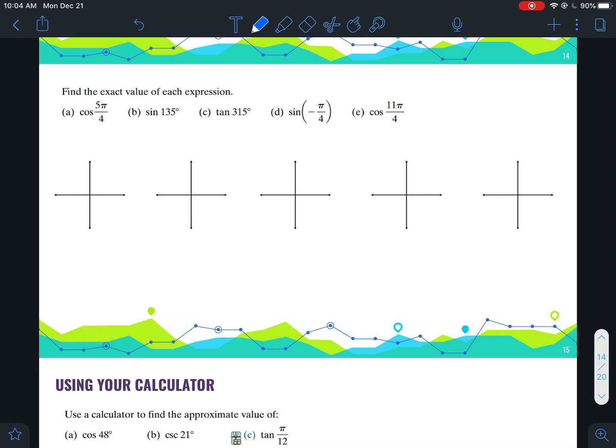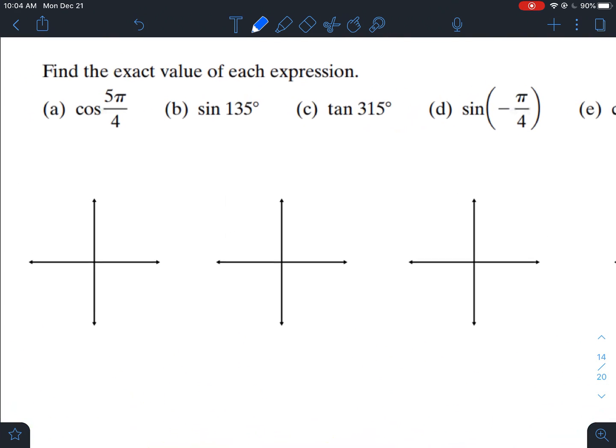All right, so go ahead and see if you can pause the video and try A, B, C, D, and E. So see if you guys can find those values based on the reference angle and what quadrant you're in, whether it'll be positive or negative.